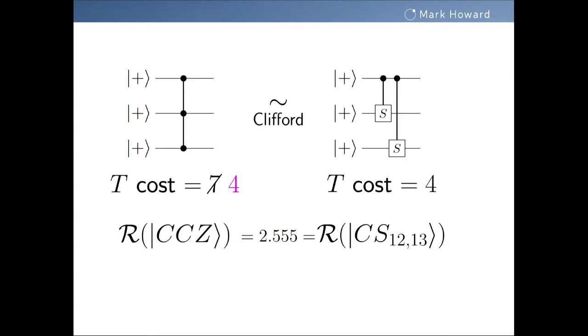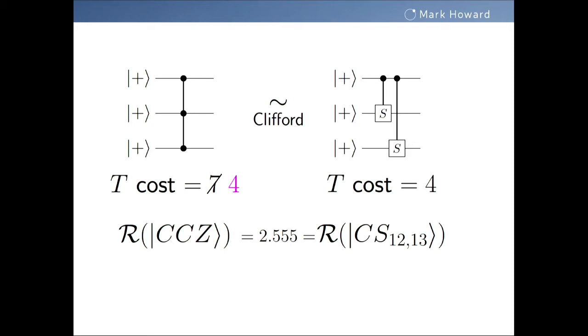So, you know, that's a little bit surprising. And so that gives you a new way of implementing the Toffoli gate with 4 T gates. You just synthesize the state rather than the unitary. And then you do this generalized injection that Earl talked about. And we knew to look for a Clifford that would take you from here to here because the robustness of these two things is the same.